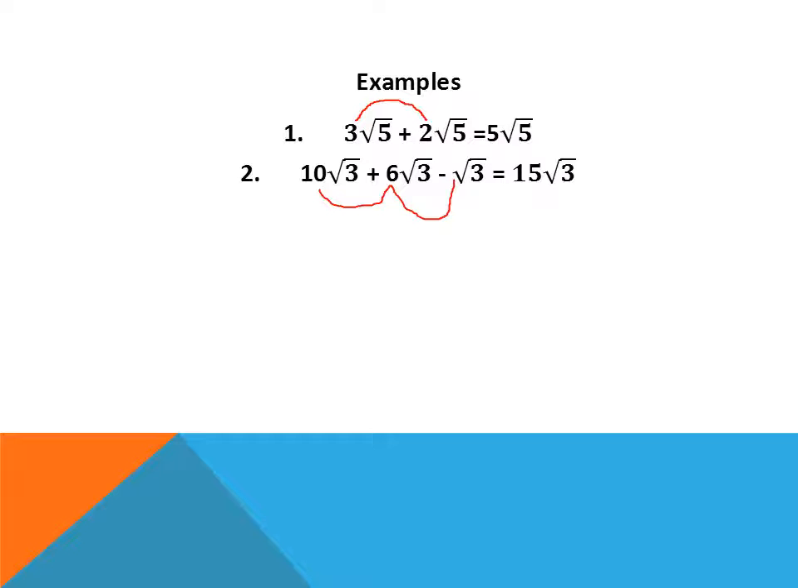We have 3 square root of 5 plus 2 square root of 5. Here we add the numbers outside the root, which is 3 and 2. We are going to have 5 square root of 5. Here too we do the same thing. We add the numbers outside the root, then we subtract also. So 10 plus 6 will give us 16, and there's a hidden number here, 1. So 16 minus 1 will give us 15 square root of 3.